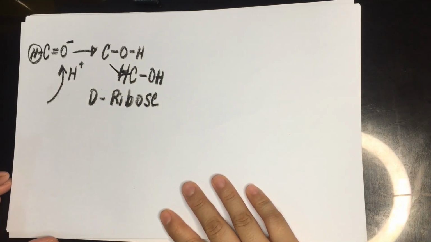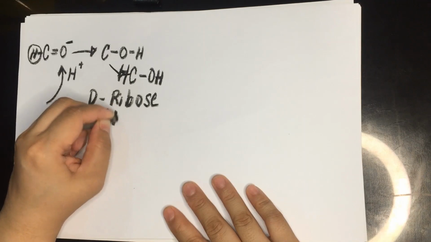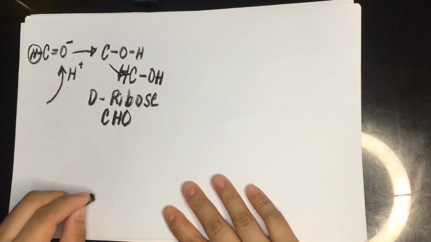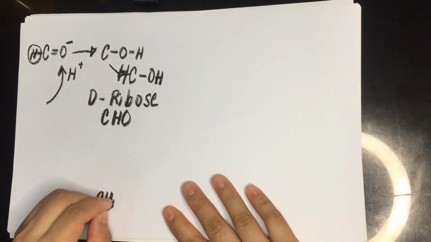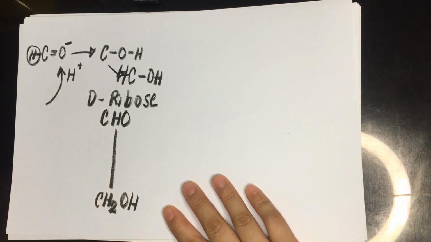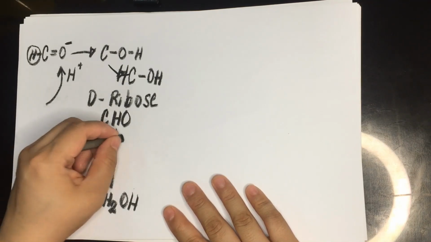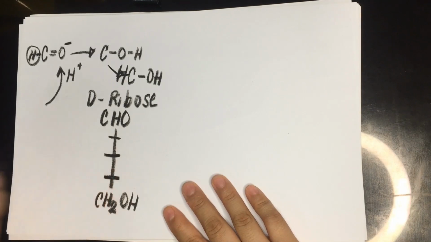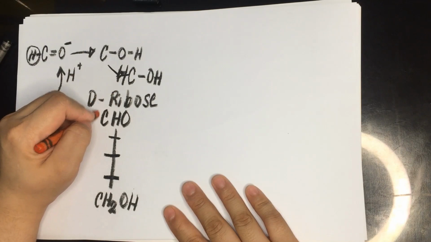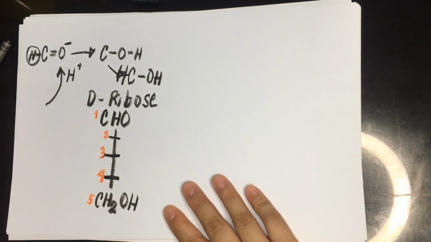D-ribose is an example of a sugar that contains 5 carbon atoms. On top, we have the aldehyde group. At the bottom, we have the alcohol. There are a total of 5 carbon atoms. So, we are going to count the number of carbon atoms: carbon number 1, 2, 3, 4, and carbon number 5.